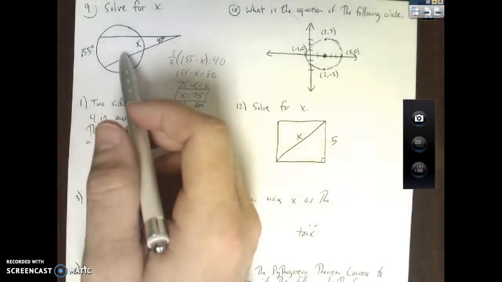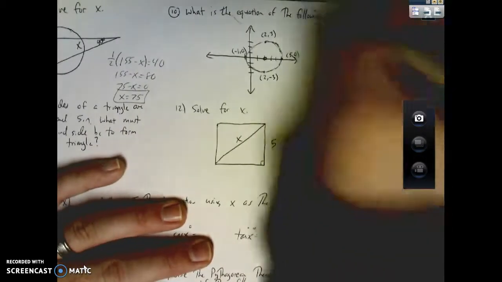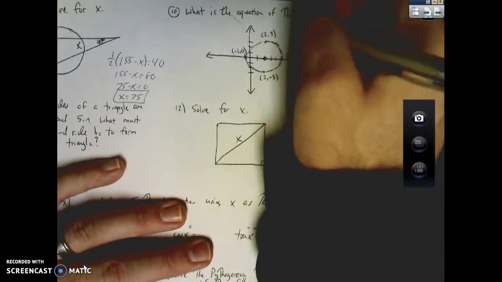This formula is also on your formula sheet. Number 10, what's the equation of the following circle? Here is your equation.